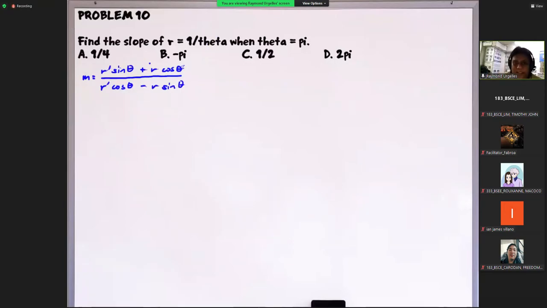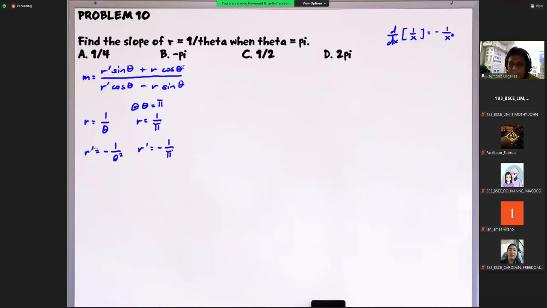No? So therefore, let's apply here. Again, ang given sa atin na r is equal to 1 over theta. Okay? And theta is equal to pi. So then this is simply r is equal to 1 over pi. If we get r prime, kasi kailangan natin ng r prime, again, derivative lang nito. Kanina pinakita ko na sa inyo yung derivative ng 1 over x, diba? The derivative of 1 over x with respect to x is negative 1 over x squared. That's why this is simply negative 1 over theta squared, diba? Applying here, theta is equal to pi, so this is negative 1 over pi squared.